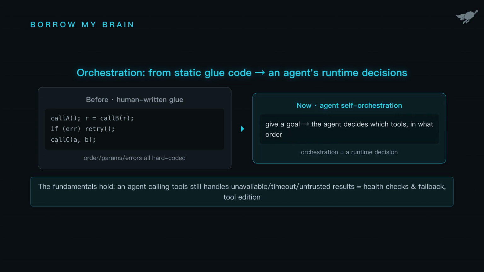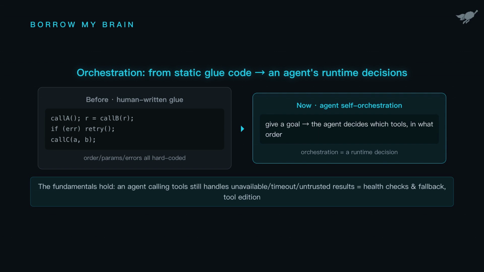But the underlying laws haven't changed. Nail this one down. An agent calling a tool still has to handle the tool being unavailable, the call timing out, the result being untrustworthy. That's the tool-level version of health checks and graceful degradation. New name, exact same work.